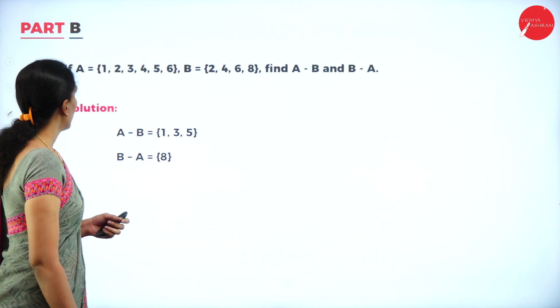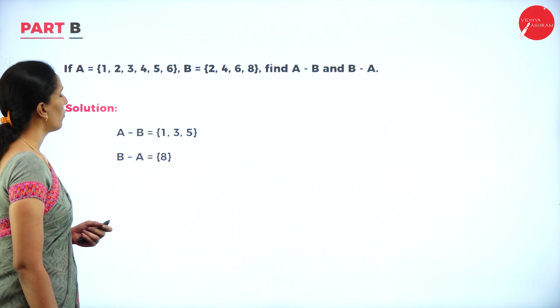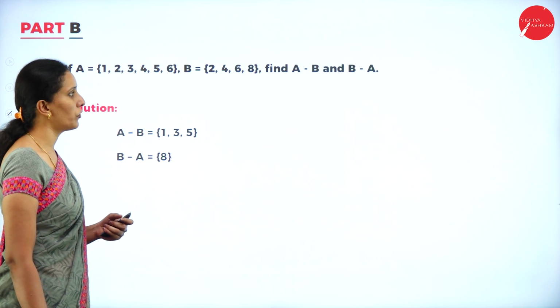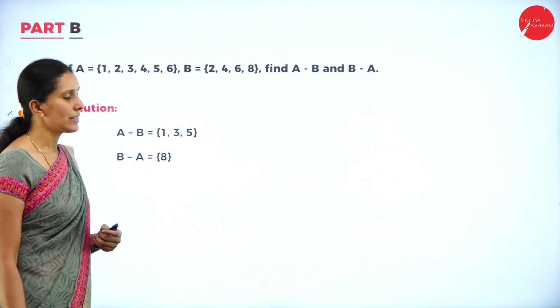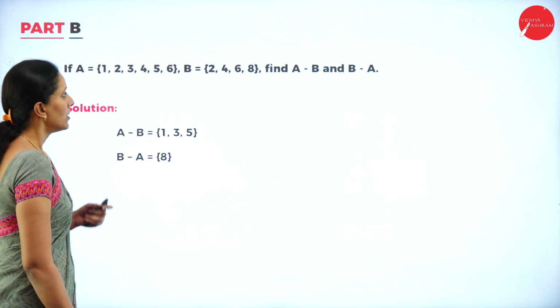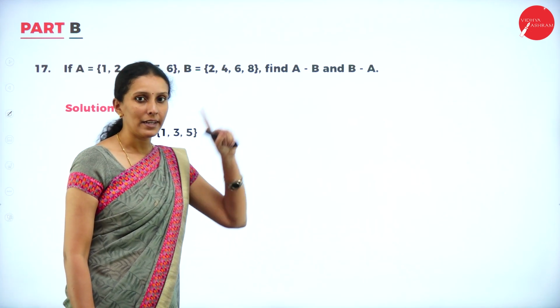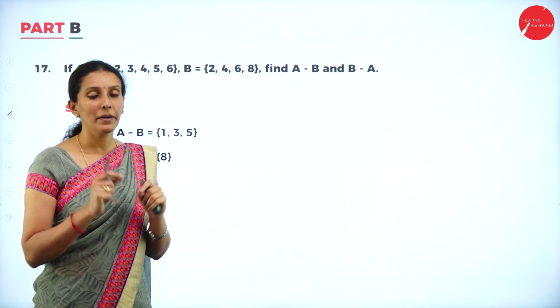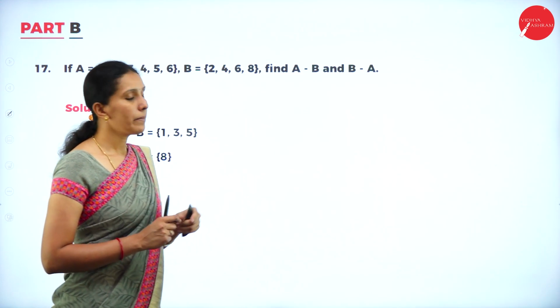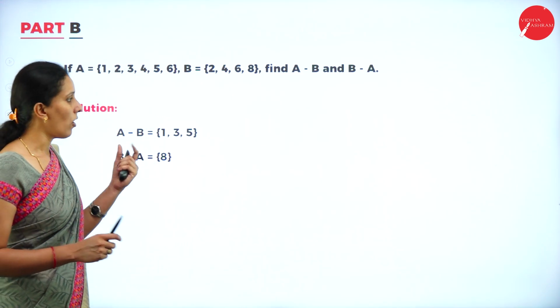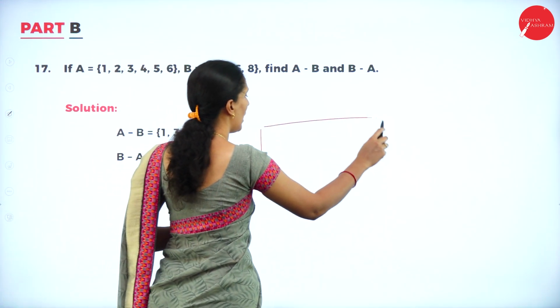Next we have, if A is equal to {1, 2, 3, 4, 5, 6} and B is equal to {2, 4, 6, 8}, find A minus B and B minus A. So when you are finding A minus B, that means write the elements only in A. Finding B minus A, write the elements only in B. Or you can use the Venn diagram for your help.